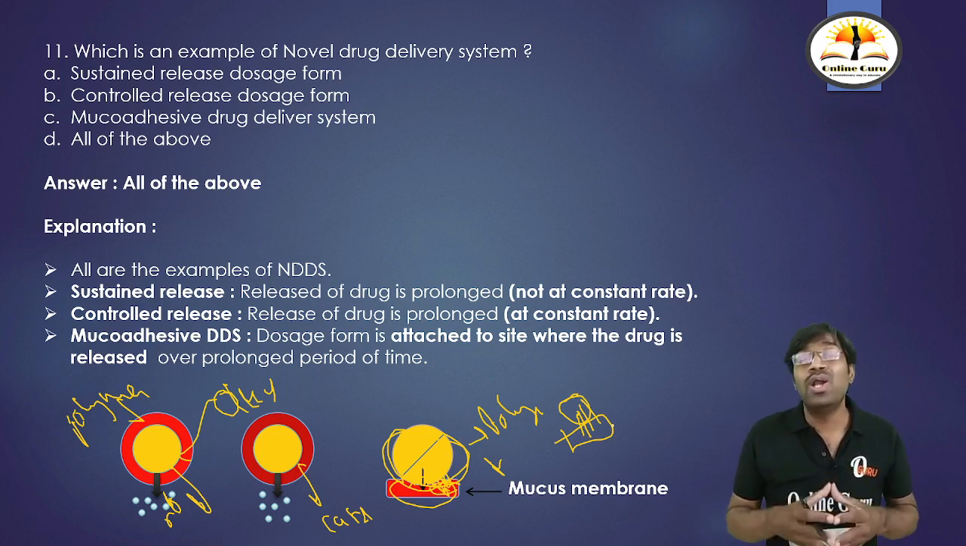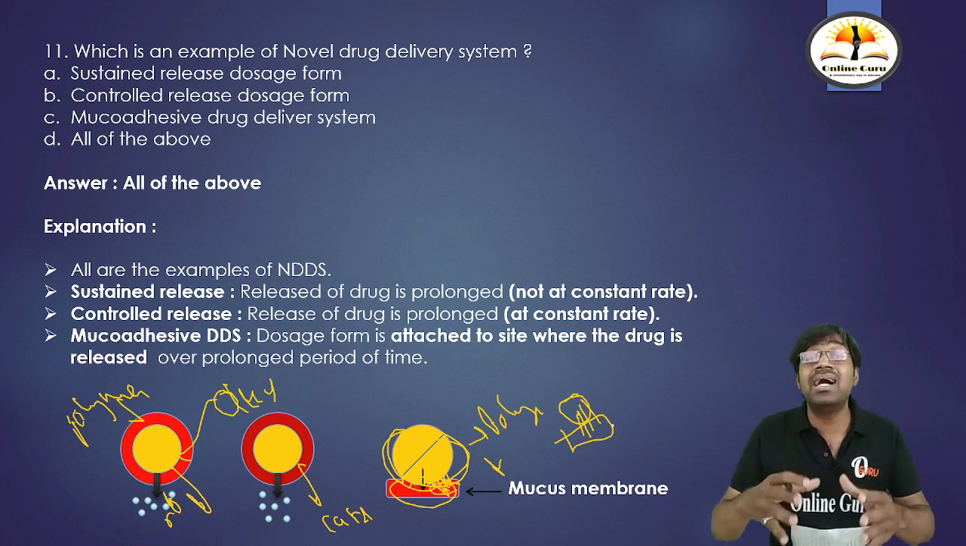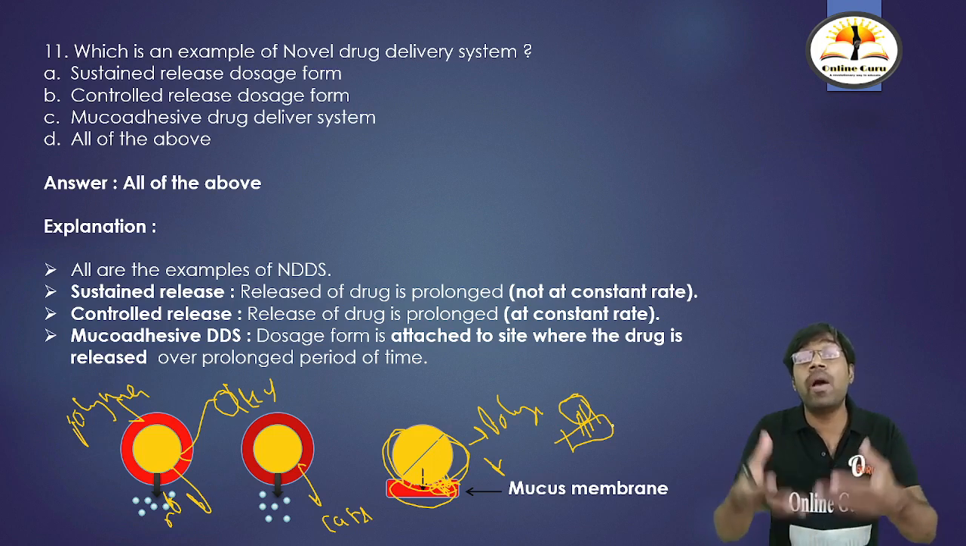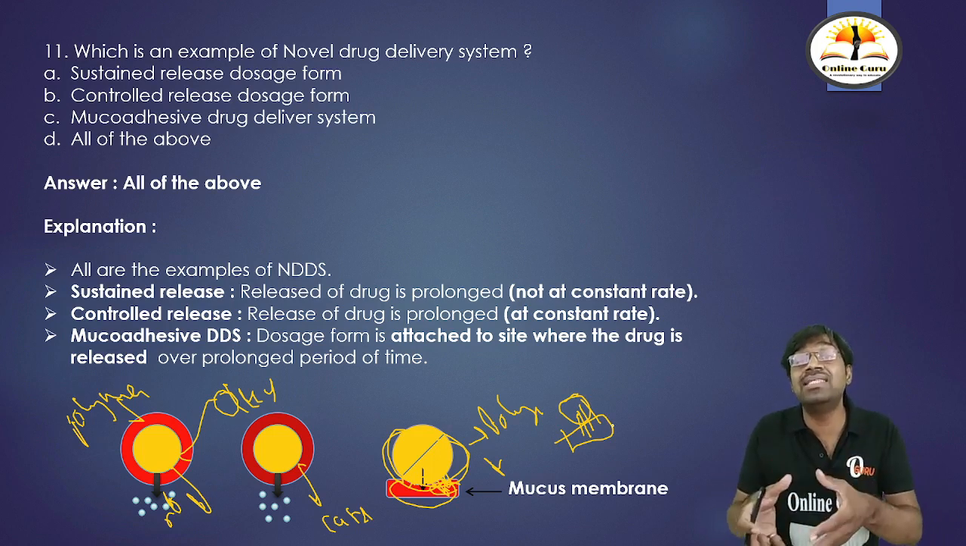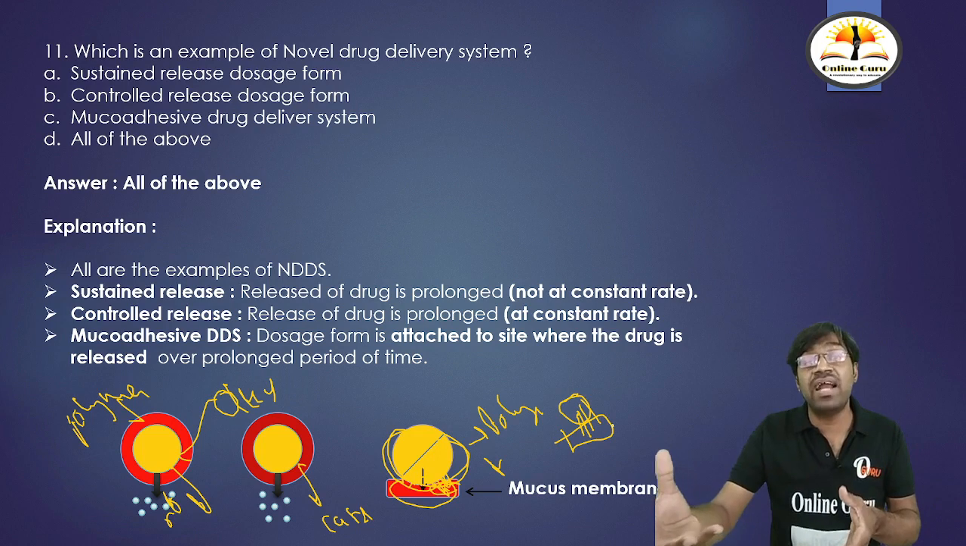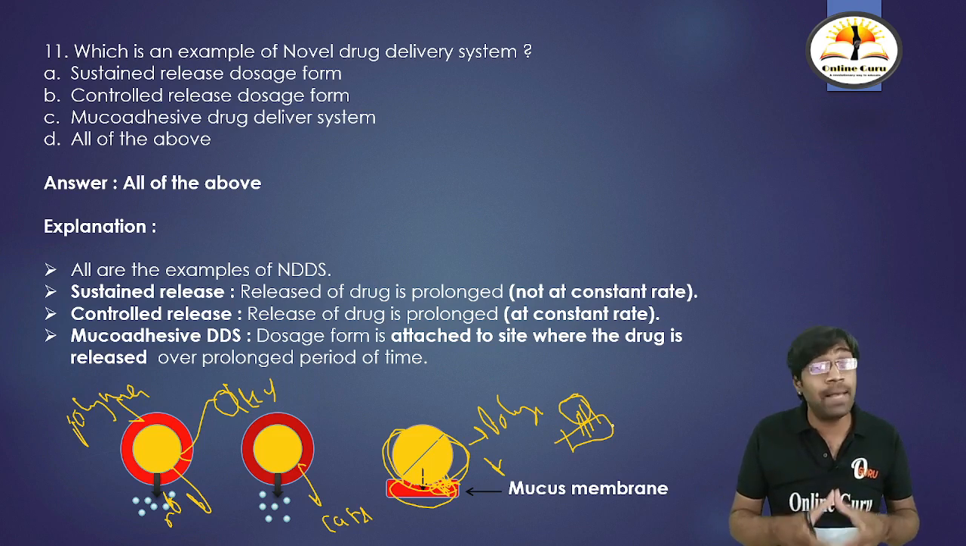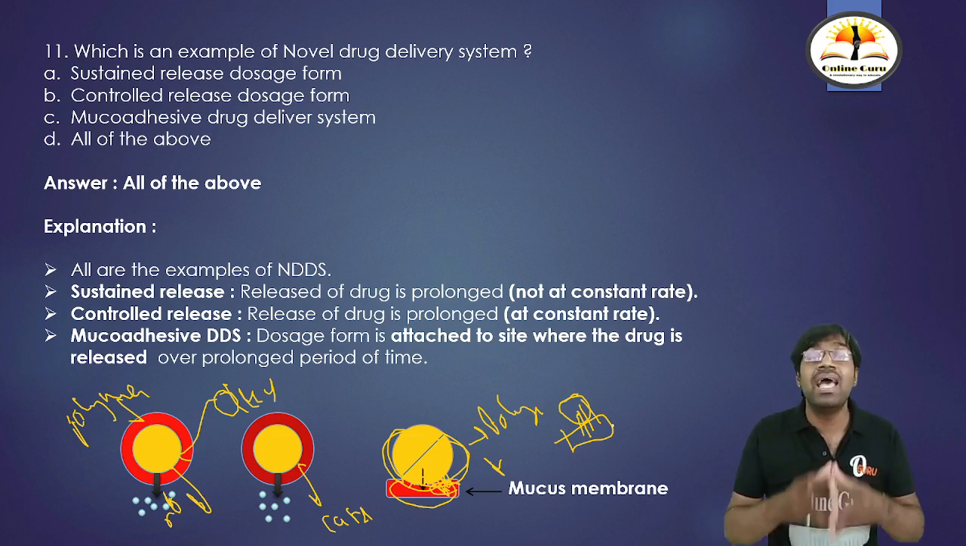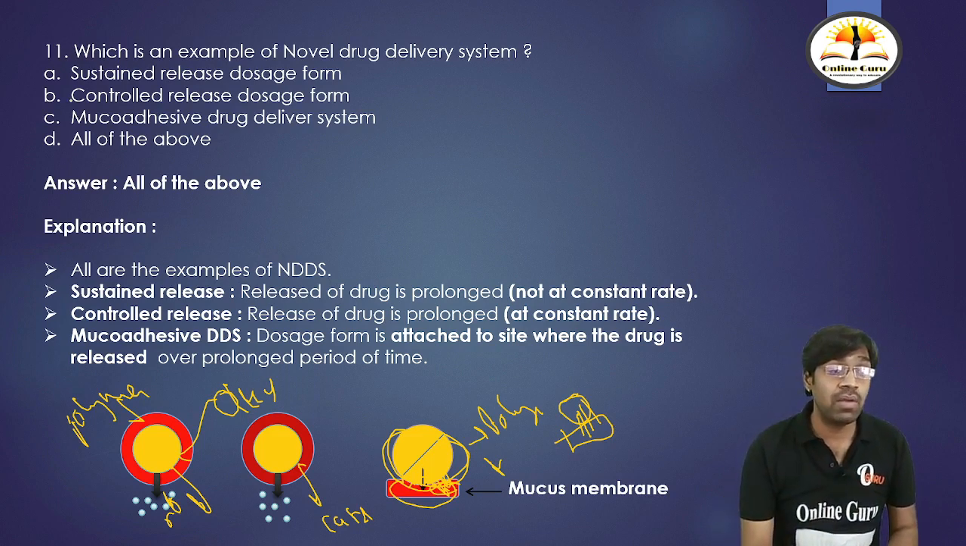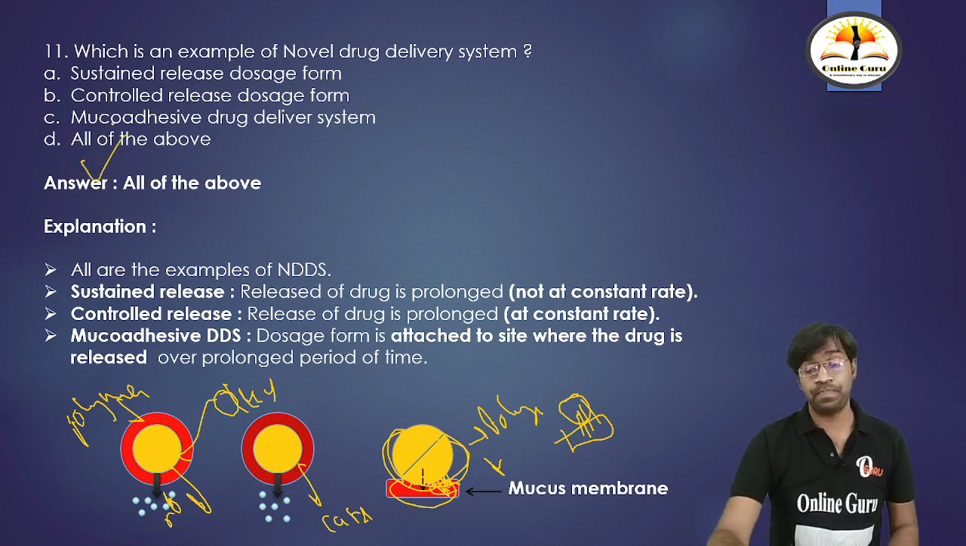And as you know, novel drug delivery system is the innovative approach of modifying the drug release for its prolonged effect in our body, and hence all these particular dosage forms are examples of novel drug delivery system. Hence the correct answer is all of the above.